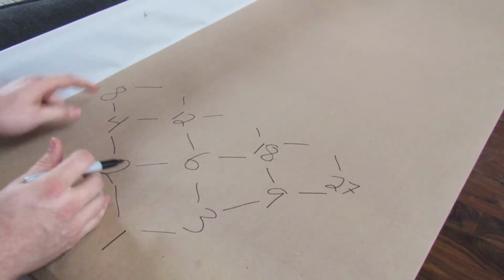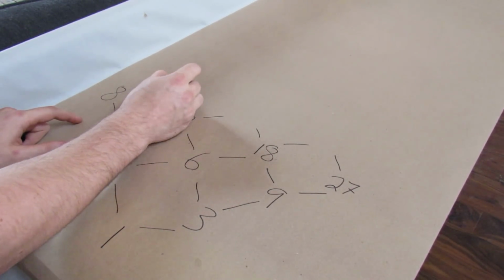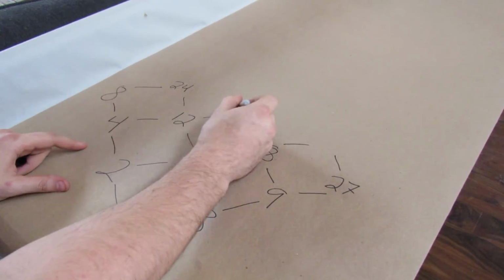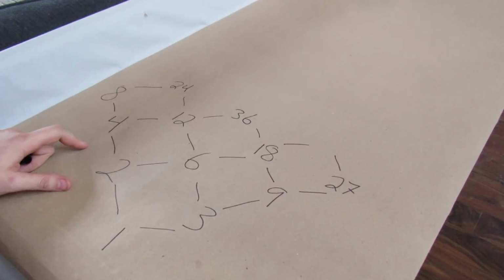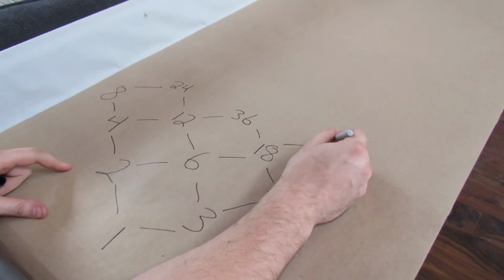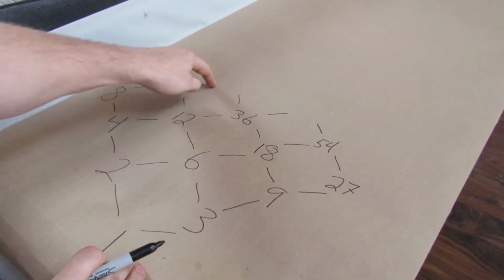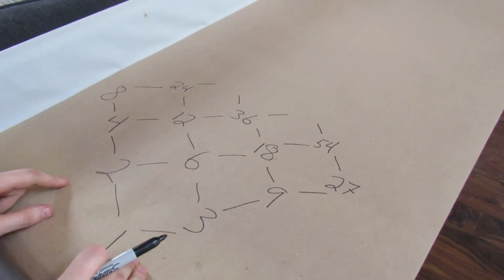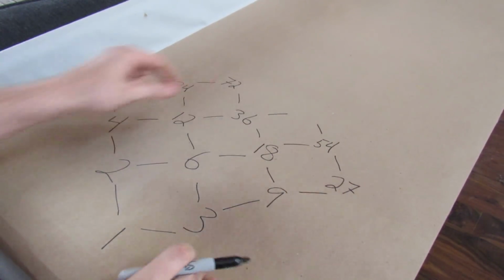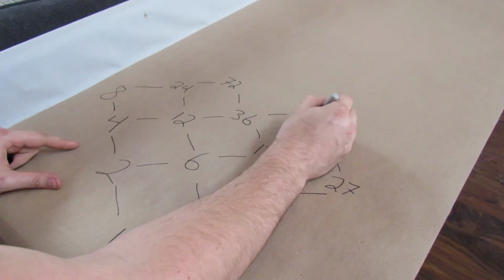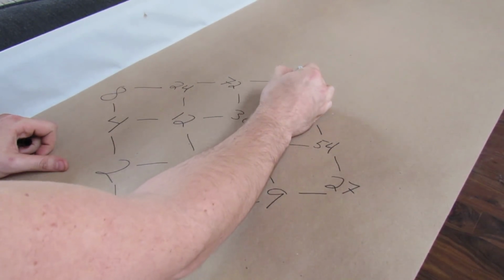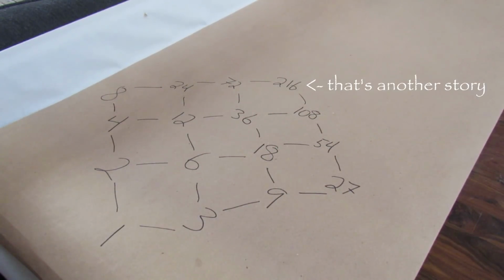2 times 12 or 8 times 3 is 24. 12 times 3 or 18 times 2 is 36. From there, 18 times 3 is 54. 24 3 times or 36 2 times is 72. 36 3 times is 108. And just to complete this shape, we'll top it all off with 216.